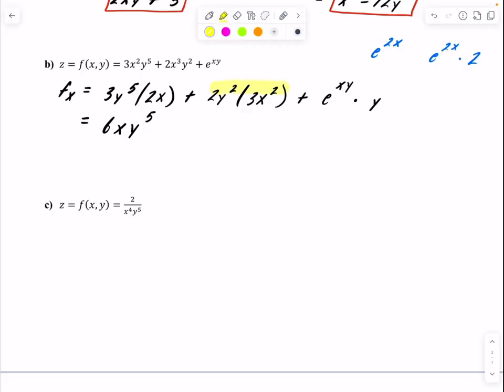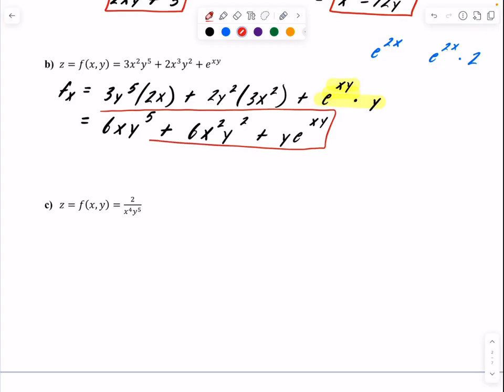I'm going to go ahead and clean up this middle term. This is a plus. 2 times 3 is 6. Alphabetical order, x will go next. It's squared. And then y squared. And then finally, the correct way to write this term is the y first, and then e to the xy. So all of this is the partial derivative with respect to x.